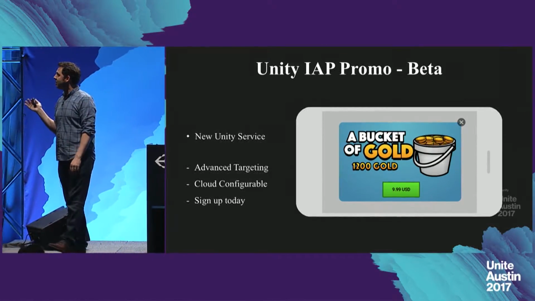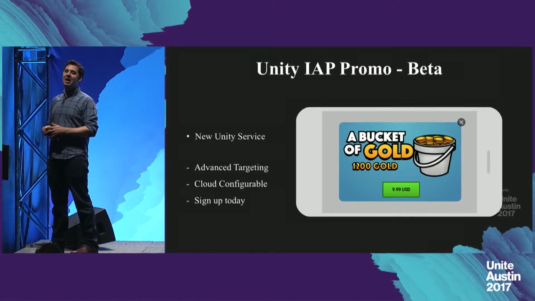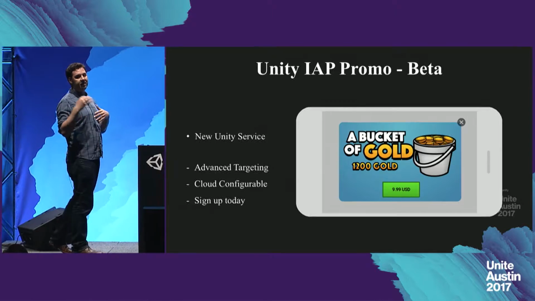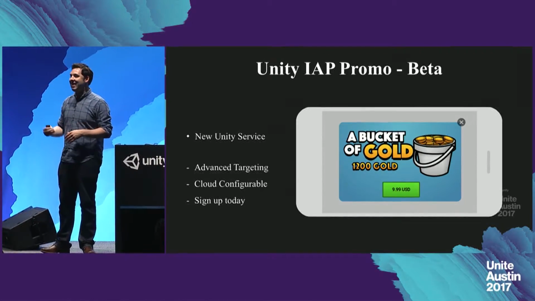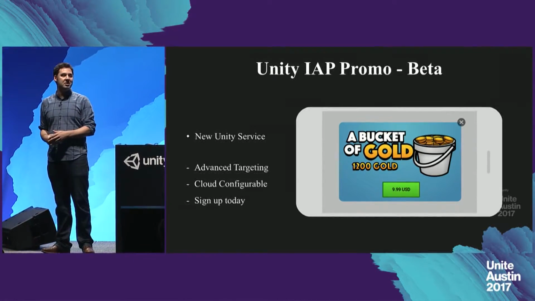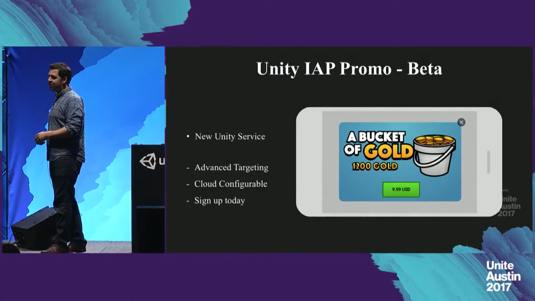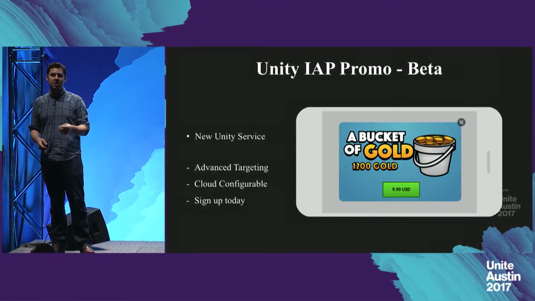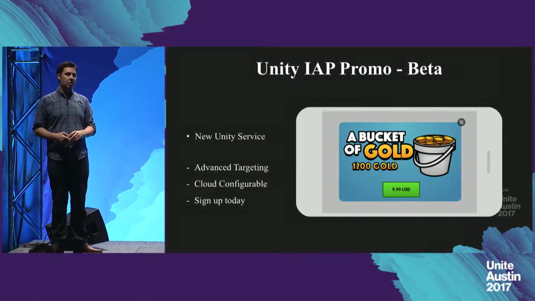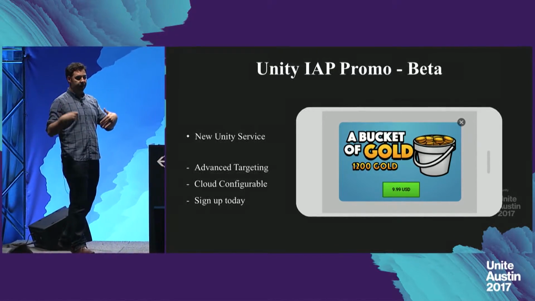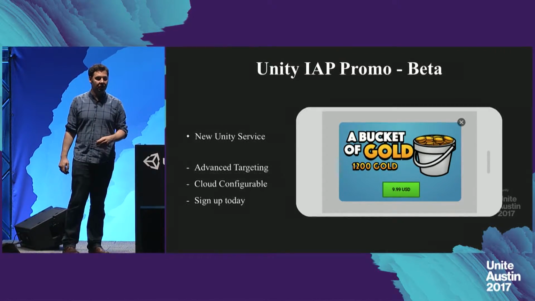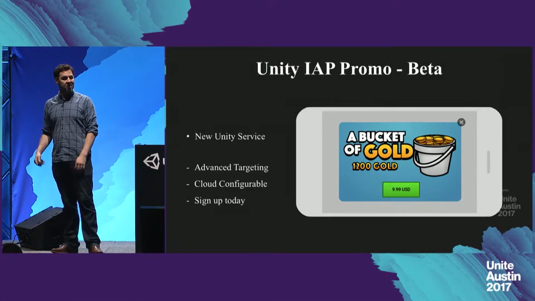We are happy to announce that we have a new service. It is called Unity IAP Promo. What Unity IAP Promo does is it does all these things that I've just been talking about for the last 15 minutes and creates a cloud configurable system that lets you upload promotions, run them in your game, and then we use advanced machine learning targeting techniques to optimize which users see what and the monetization for your game. This is going into beta today, so come talk to us after the presentation if you're interested in IAP Promo, and we will sign you up and get you running with all the best practices that we have.